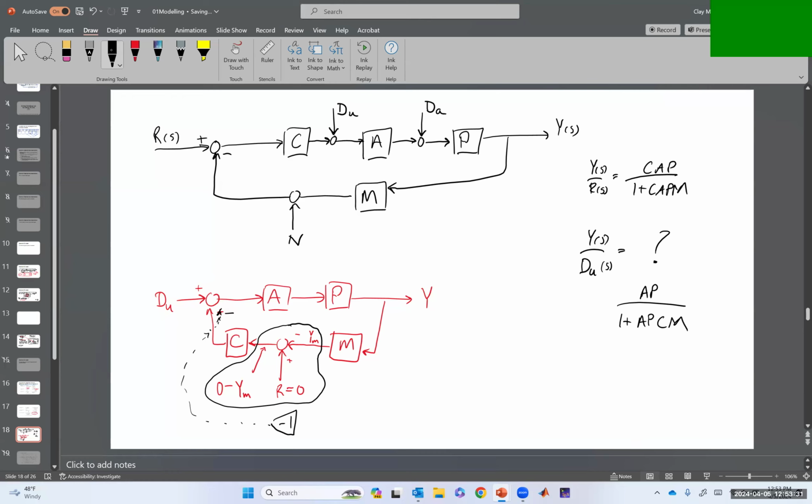Questions? If it's got no dynamics, if it's not a function of S, you are within your rights to put it in a triangle. If it is a function of S, like an honest-to-goodness transfer function, if it's a system with dynamics, then you should put it in a box.